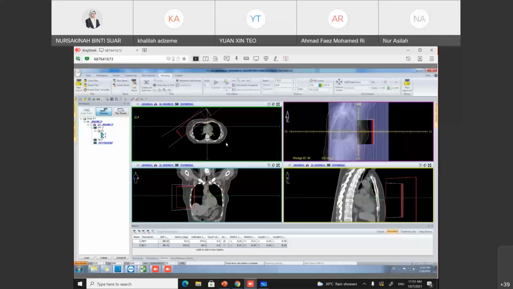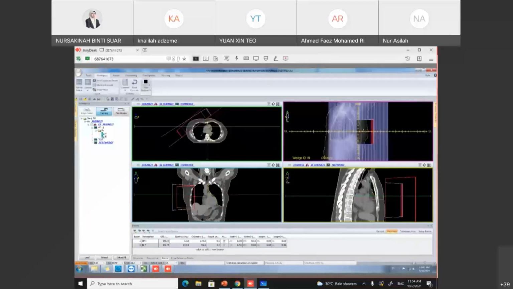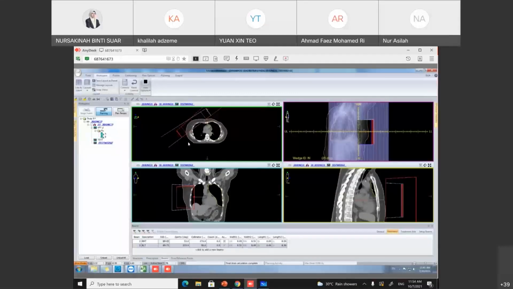Those days, the doctor would mark the superior and inferior border for you. But now we need to define ourselves where the superior and inferior border is, which I told you just now: we have to study ourselves, or your senior physicist will teach you how to justify it. For this plan with the tangent field technique, you will notice the irregular field. The patient's body is not flat, of course, because of the breast contour.